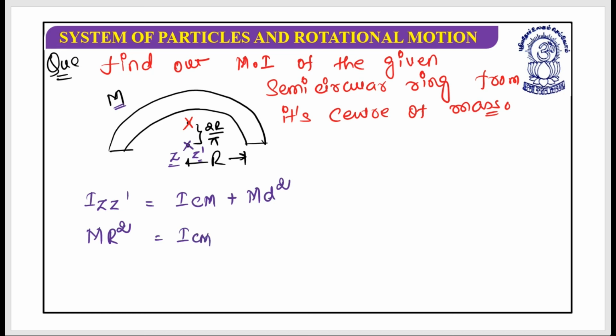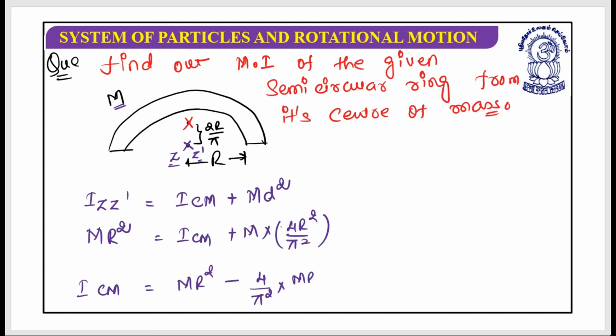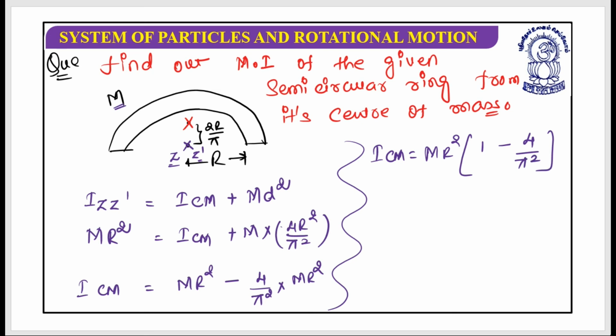ICM, that is what I am looking for, plus m into d square. This d should be equal to 4r square divided by pi square. So for this situation, I center of mass should be equal to mr square minus 4 by pi square multiplied by m into r square. So this I center of mass should be equal to mr square into bracket 1 minus 4 by pi square.